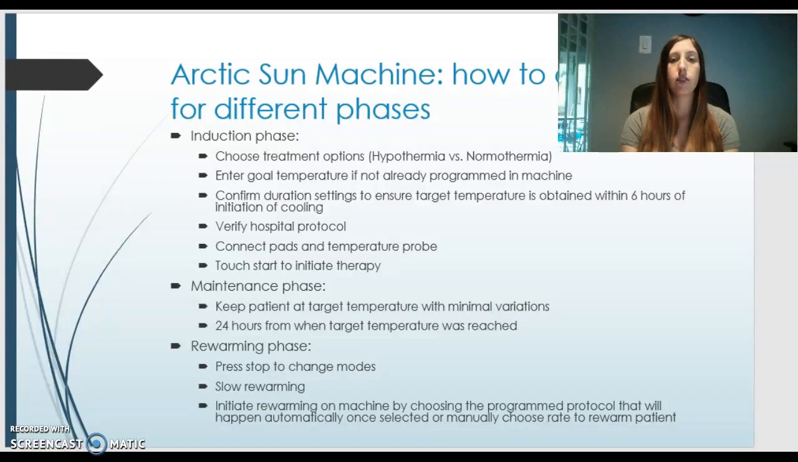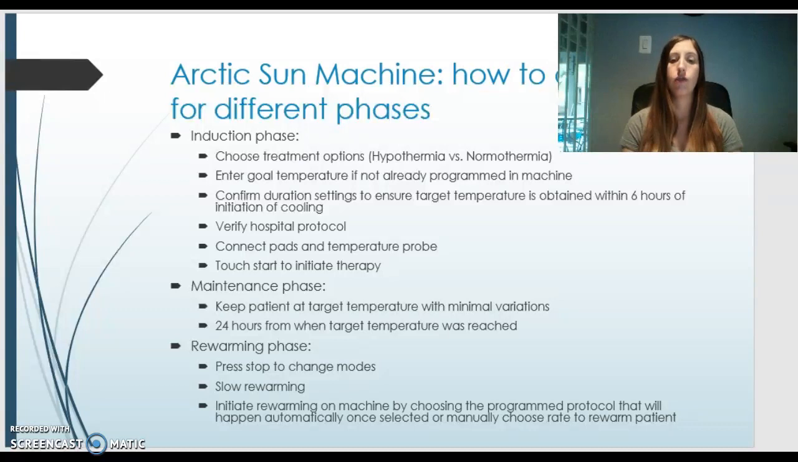The third phase is the rewarming phase, and this occurs 12 to 24 hours after the goal temperature was reached, where you will start to slowly rewarm your patient. To access this phase, you will need to press the stop button to change the mode, and then start the rewarming process. This may also be pre-programmed in the machine according to your hospital protocol.